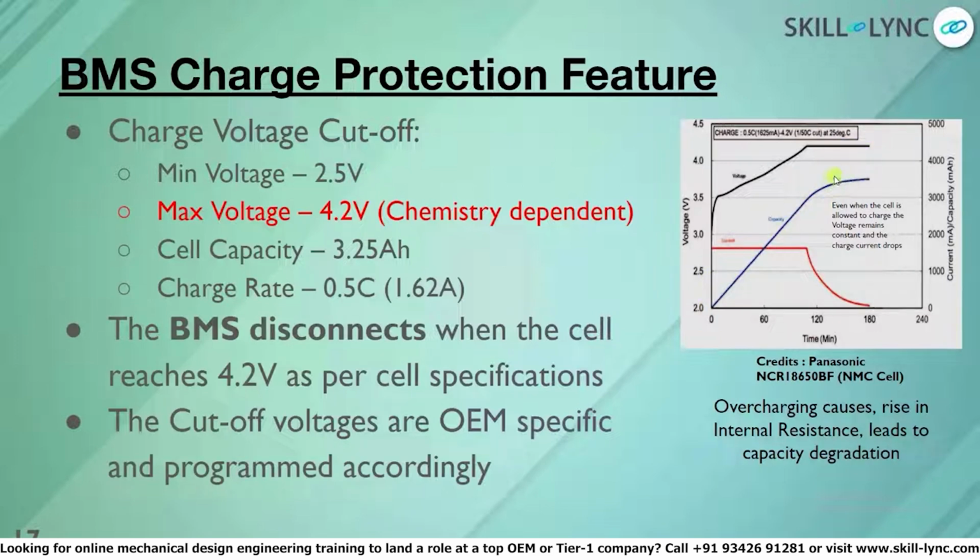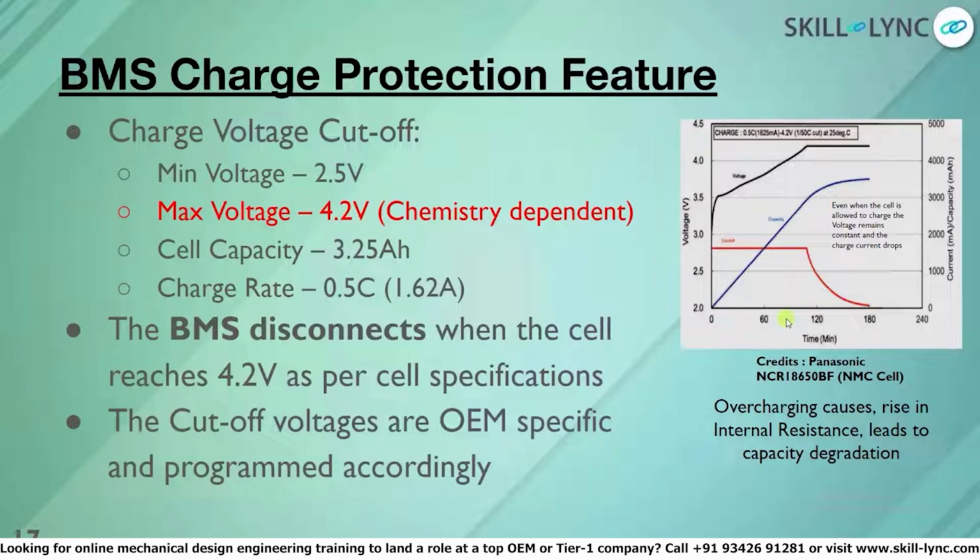So that is how you program the BMS: 2.5 volts, 4.2 volts as a maximum voltage, with a cell capacity of 3.25 and C rate. If anything is going more than that, the BMS would definitely disconnect it and maintain that. Once it has reached 4.2 volts and the required current rate is met, the BMS terminates it. So what happens if this is not working?